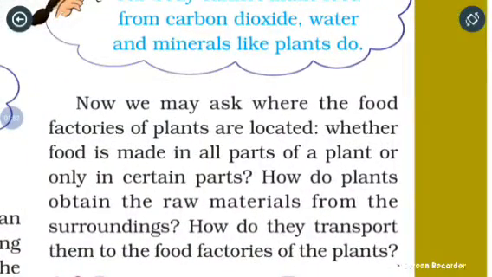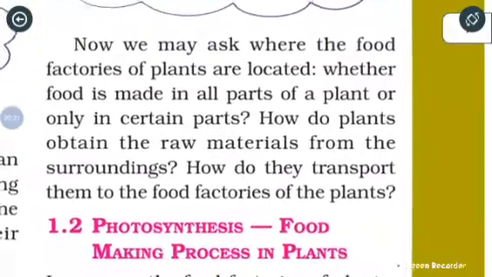Now we may ask where the food factories of plants are located. Whether food is made in all parts of a plant or in certain parts. How do plants obtain the raw materials from the surroundings? How do they transport them to the food factories of the plant?